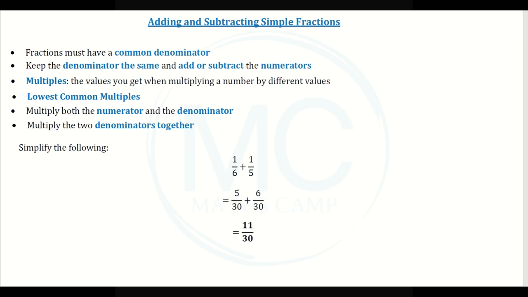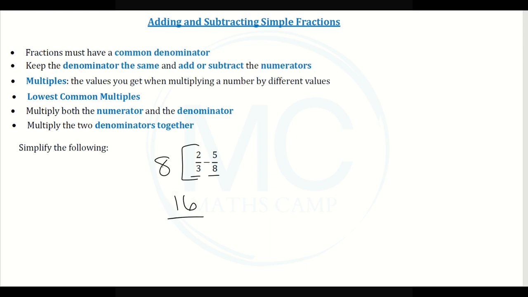We can also do this when we subtract. Here we have denominators of 3 and 8. We multiply them together, and we're going to get a denominator of 24. So let's multiply this fraction by 8. 8 times 2 gives us 16. 8 times 3 gives us 24.